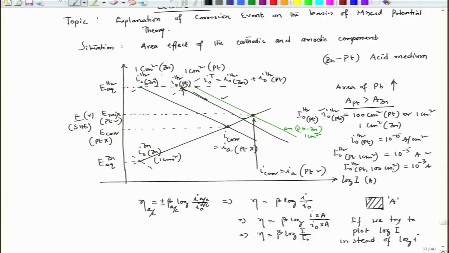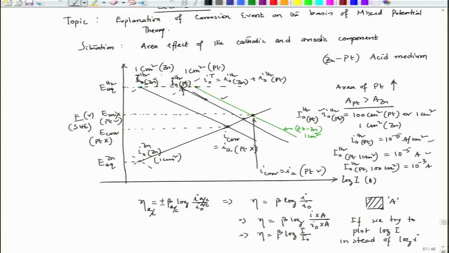For example, here we have given an example. If small I0 is 10 to the minus 5 ampere per centimeter square for the hydrogen evolution reaction over platinum, the capital I0 of the hydrogen evolution reaction on platinum with the same area would be the same, but the unit is one case ampere per centimeter square, another case it is ampere. Now, I can write this particular thing as capital I0 instead of small I0, and that unit becomes ampere.